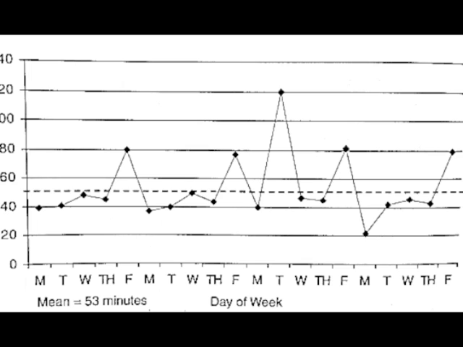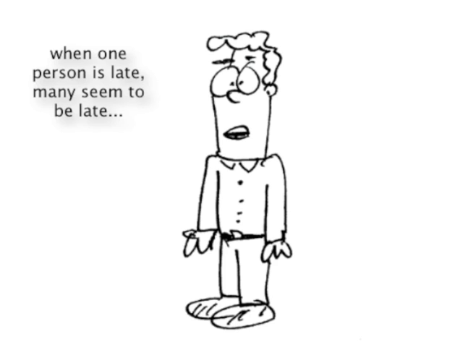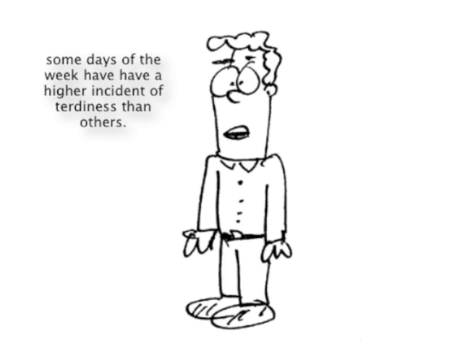Consider commute time, or the time required for project team members to travel from their homes to the office. The task manager has noticed that tardiness has been an occasional problem, but has some regular aspects. When one person is late, many seem to be late, and it seems that some days of the week have a higher incidence of tardiness than others.